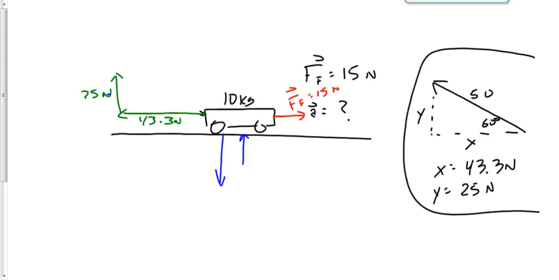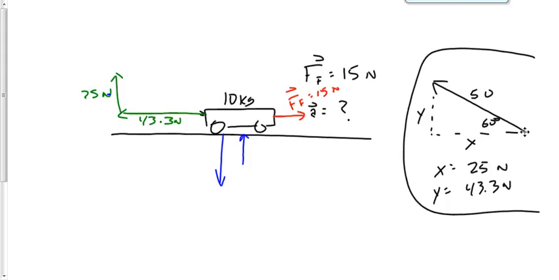Yep. But they switched. Cosine 60. Oh, I think you're right, actually. Yeah, I think you're right. I think I was doing 30 degrees in my head there. Thank you. So this is going to be 25, and this is going to be 43.3. Doesn't change the way we do it, but it obviously does change our answer.